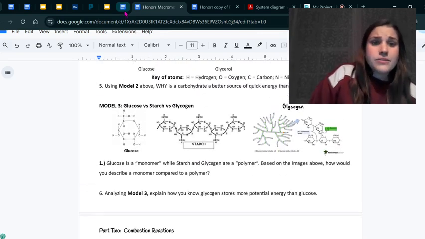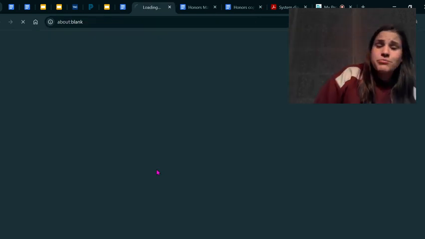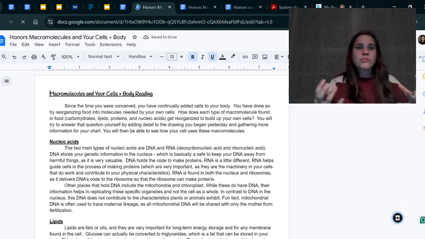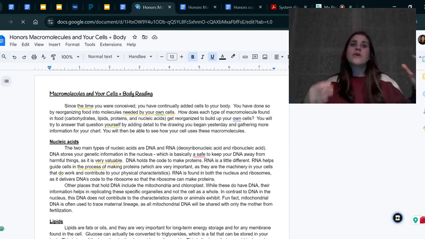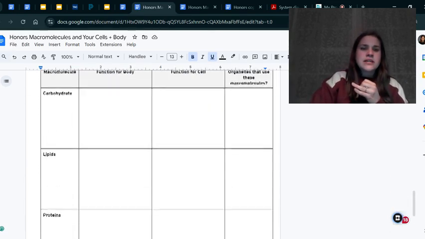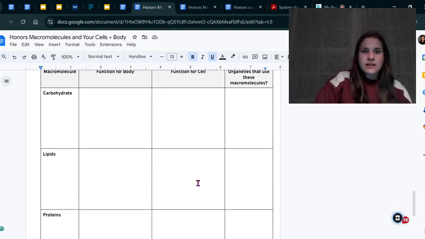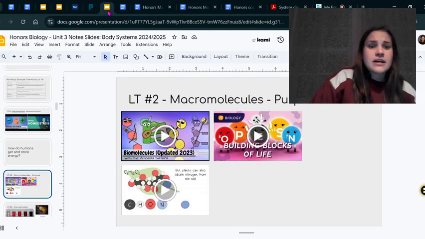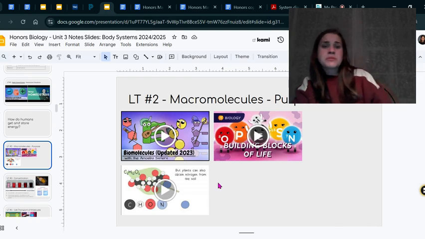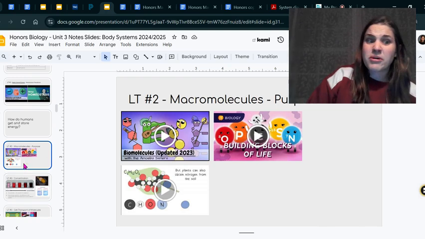Alrighty. So then we also looked at macromolecules and their purpose. Yes, they have purpose in terms of energy, but they're also so important for a ton of other processes within our body and within our cell. So we asked you to do this reading and to take a look at the function of these macromolecules on the body scale and on the cell scale. If you're stuck on some of those, these videos are great for summarizing some of those purposes. The reading is great too. So we learned all about their purpose.